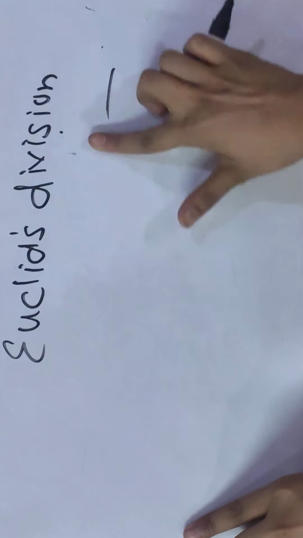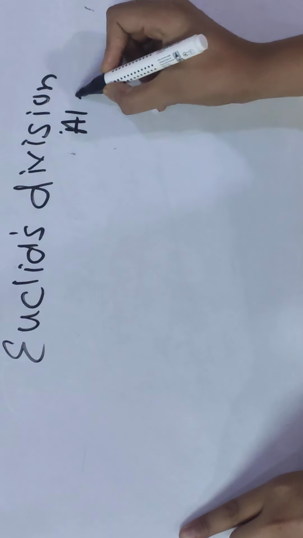Now what is Euclid's division lemma? First of all, who is Euclid? Euclid is also known as father of geometry. And then what's lemma? Lemma is nothing but a proven statement which is used to prove other statements. Now but the important thing is algorithm. That's Euclid's division algorithm.